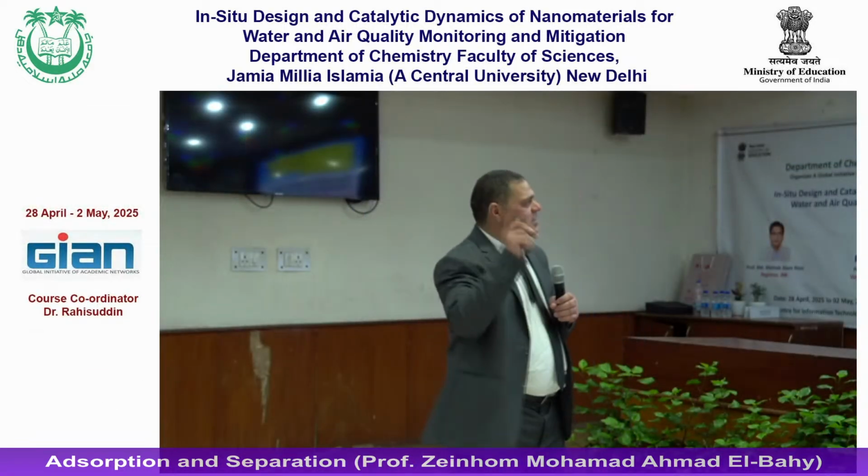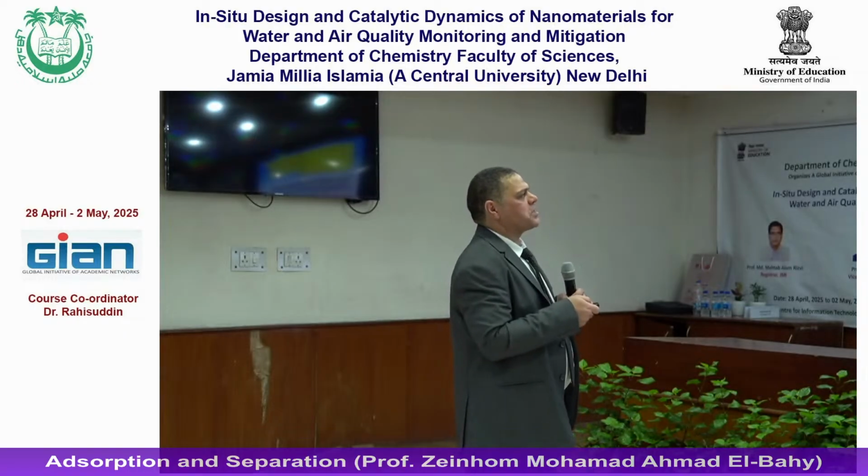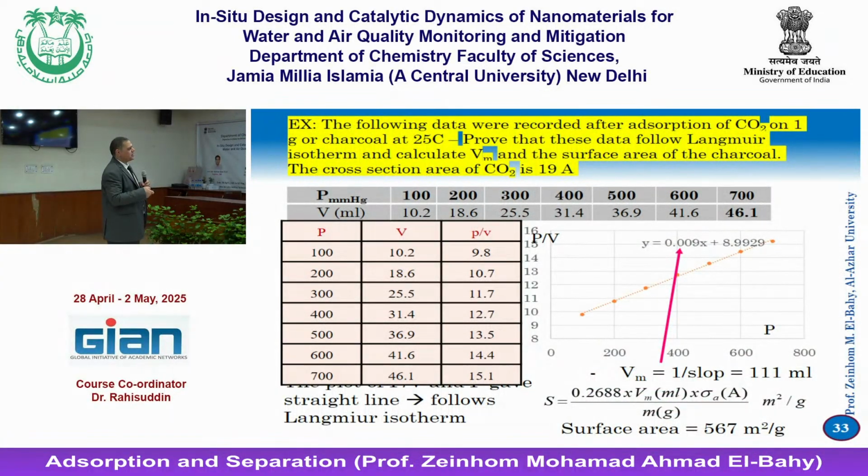So the first question, he asked you to prove whether it follows the Langmuir equation or not. If it gives you a straight line like this, it follows the Langmuir isotherm. If it doesn't give you a straight line, then it doesn't follow the Langmuir isotherm, and you just check another equation. And this is Vm, the second demand he asked us, and the last is to calculate the surface area, and we did. Is it clear? Any problem?